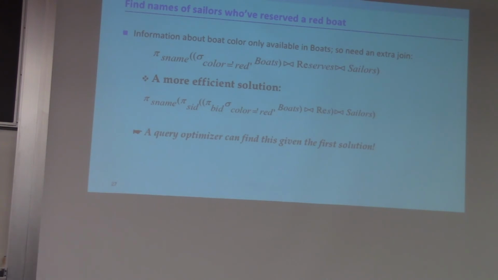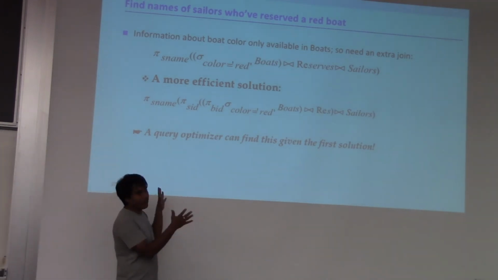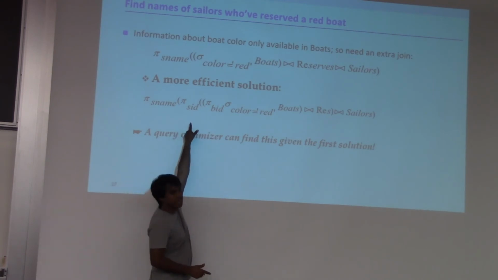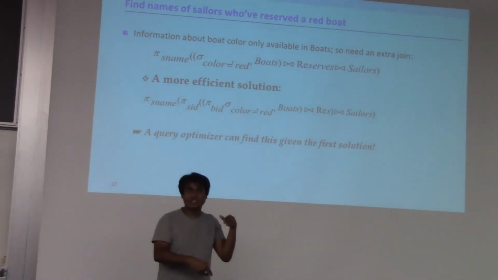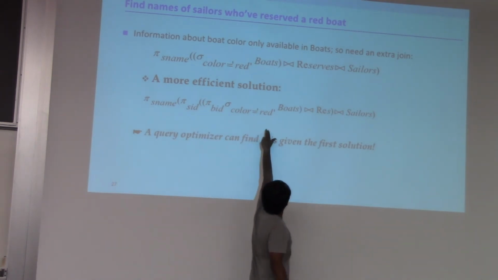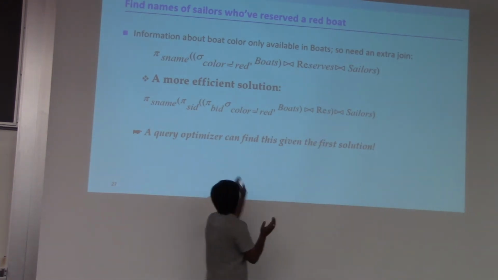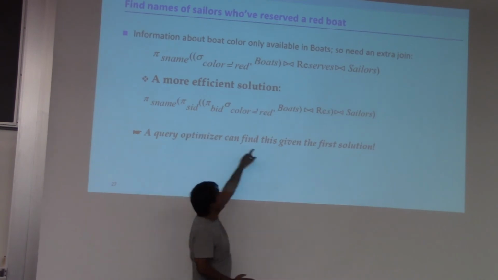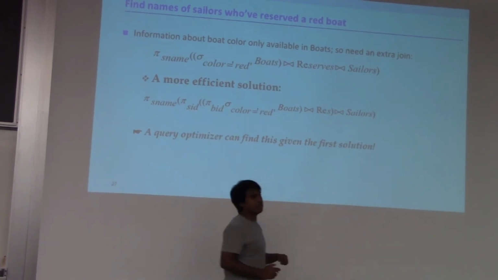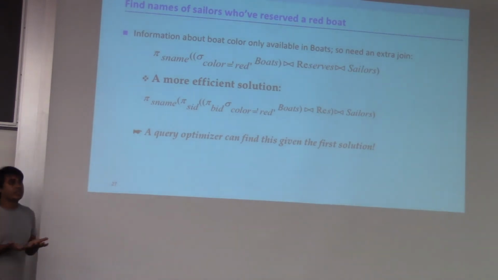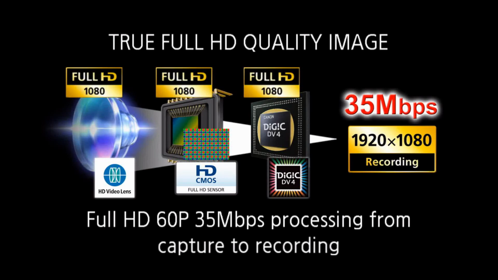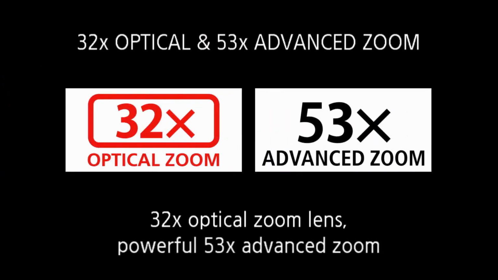So what we did over here, instead of taking the whole thing, we just need the SID. So we eliminate the columns that we don't need. We select the boats, then do the natural join with reserves, then we only select the SIDs. Then with these SIDs, we do the natural join with the sailors. Sailors only needs the SIDs, right? It doesn't need all the other information. Anyone have any doubt?